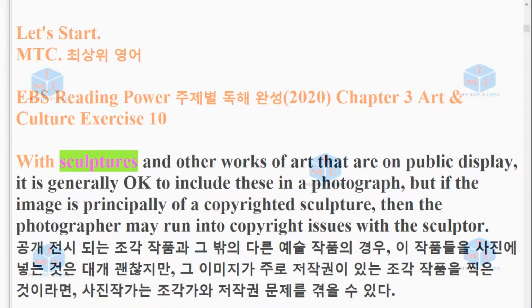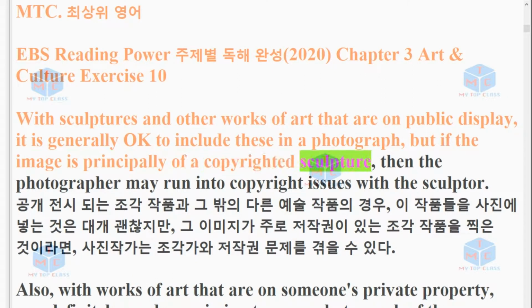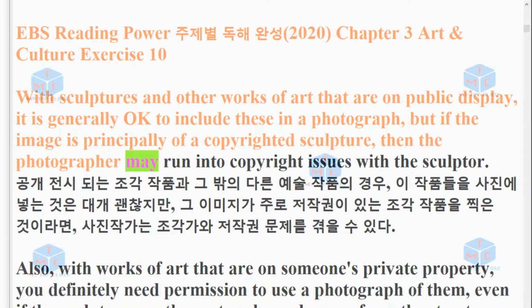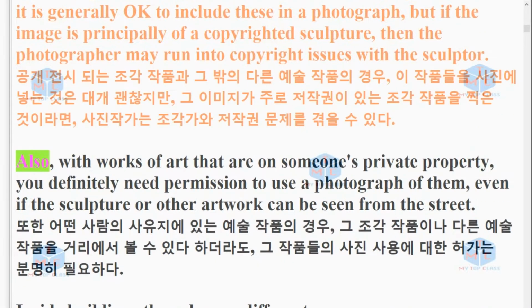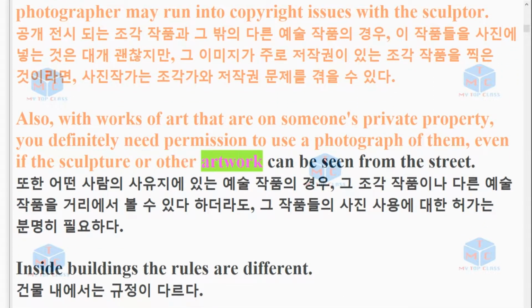With sculptures and other works of art that are on public display, it is generally okay to include these in a photograph, but if the image is principally of a copyrighted sculpture, then the photographer may run into copyright issues with the sculptor. Also, with works of art that are on someone's private property, you definitely need permission to use a photograph of them, even if the sculpture or other artwork can be seen from the street.